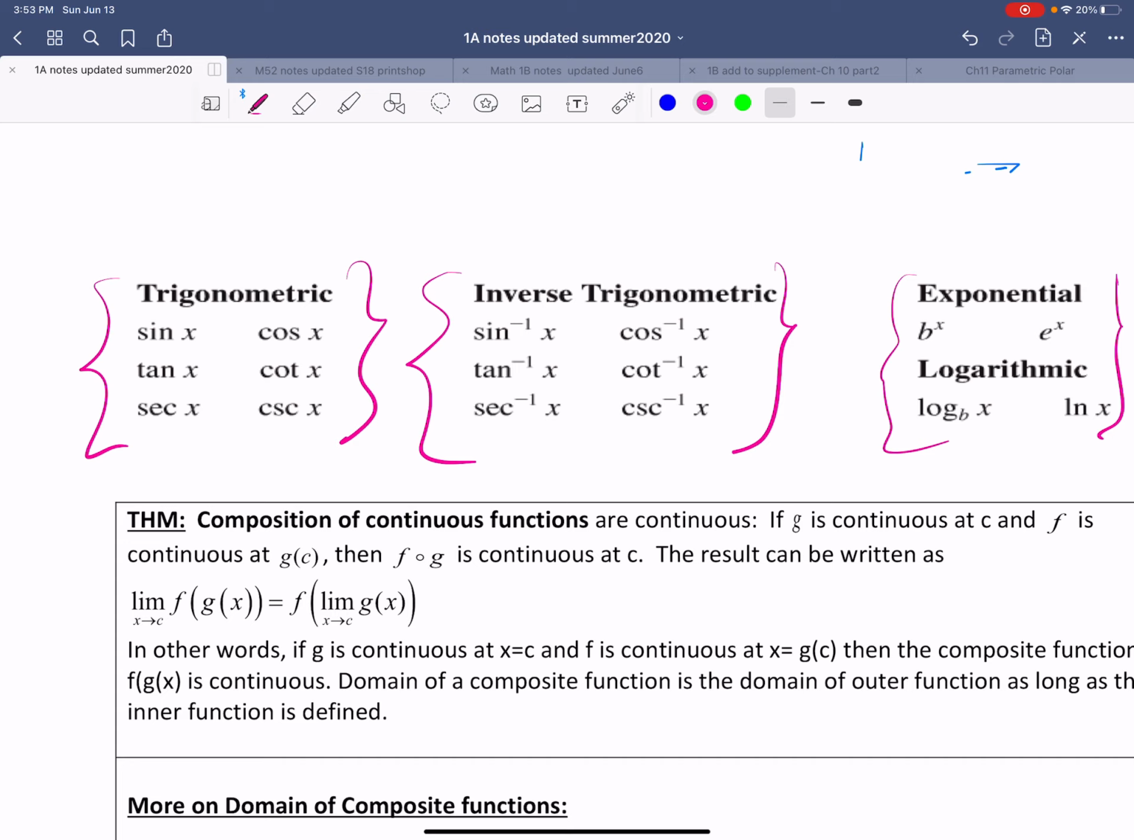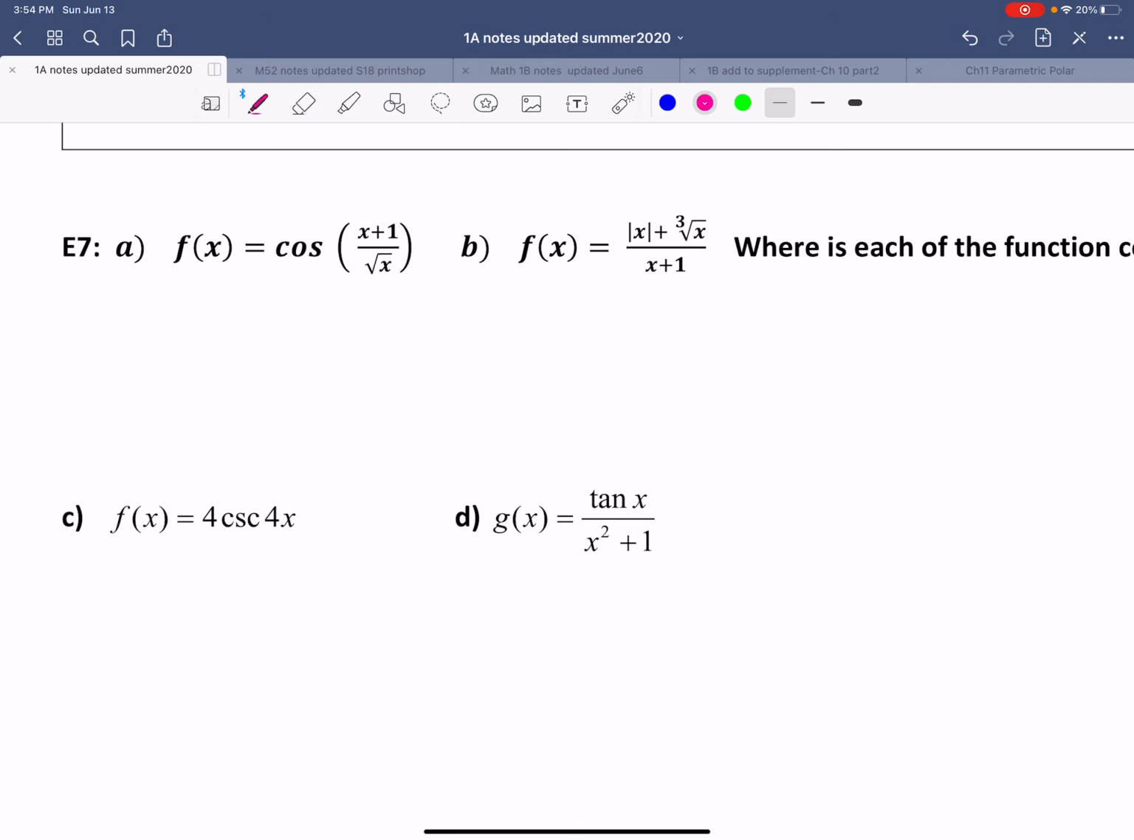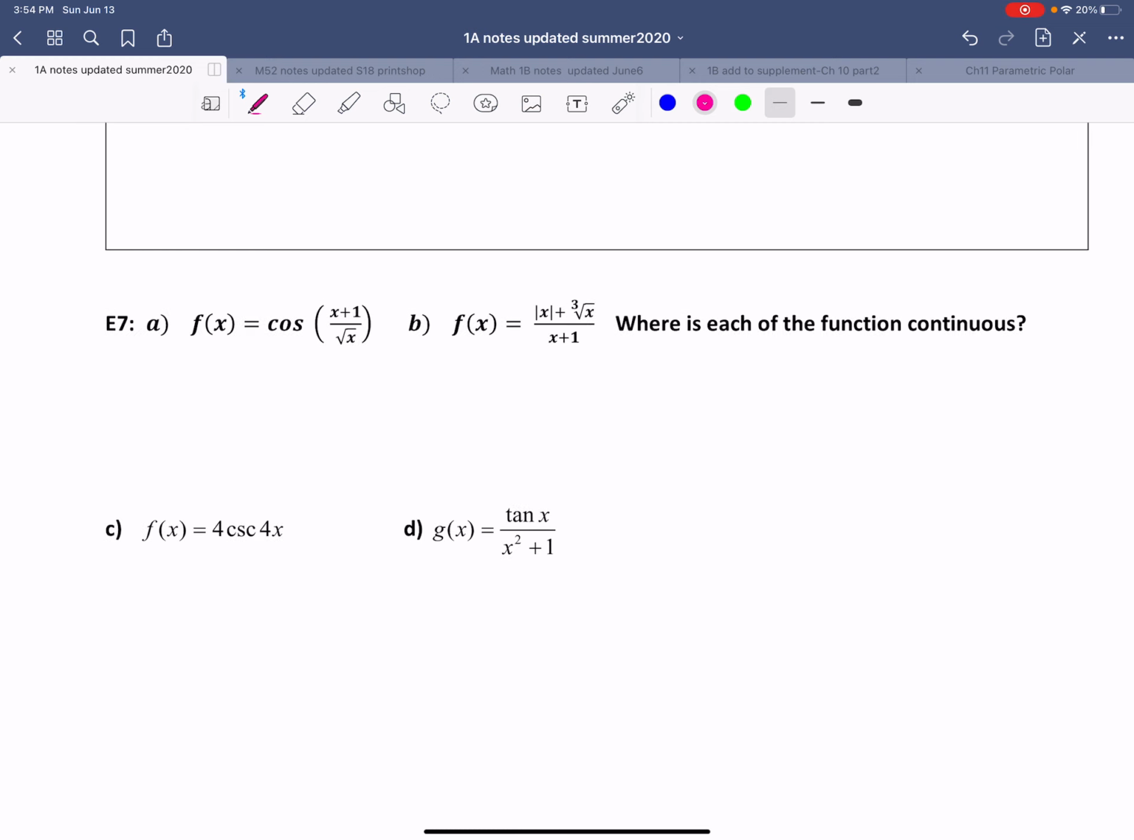There's going to be another video on composition of continuous functions. So if g is continuous at c and f is continuous at g of c, then f of g is continuous at x equals c. Let's see a couple more examples. Decide if these functions are continuous or if there's any point where they're not continuous.